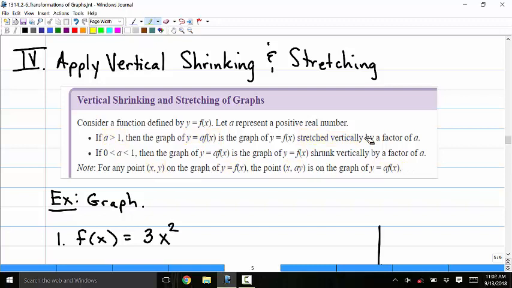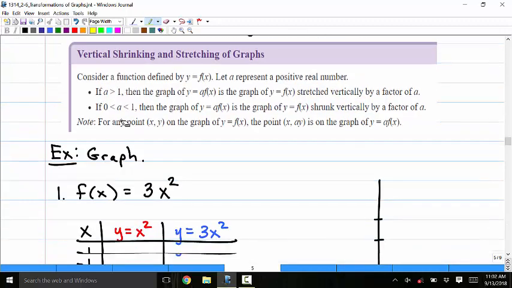If I were taking these notes, I would say if a is bigger than 1, you stretch it vertically. If a is between 0 and 1, you're going to shrink it vertically. And we're going to do 2 examples and you're going to see.